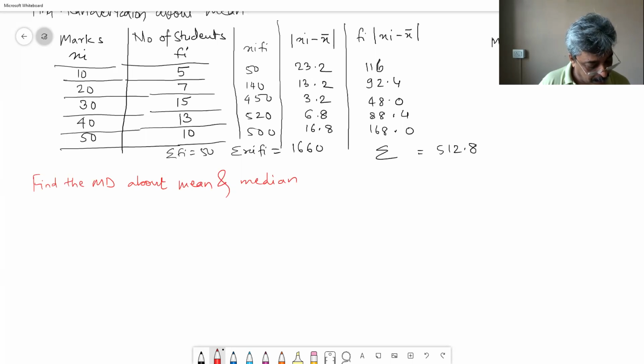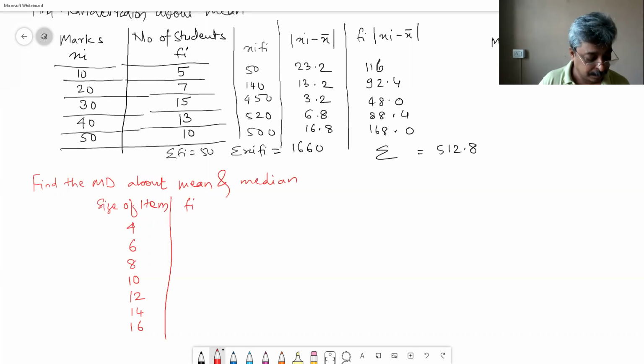Size of item: 4, 6, 8, 10, 12, 14, 16. Frequency: 2, 1, 3, 6, 4, 3, 1.